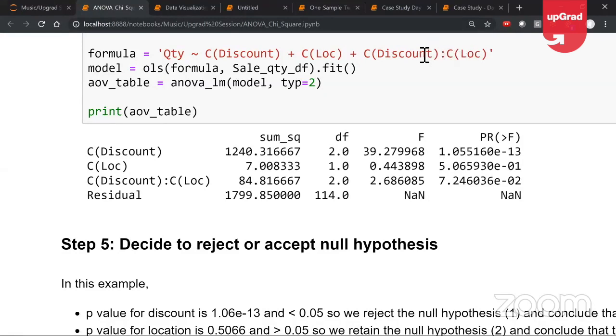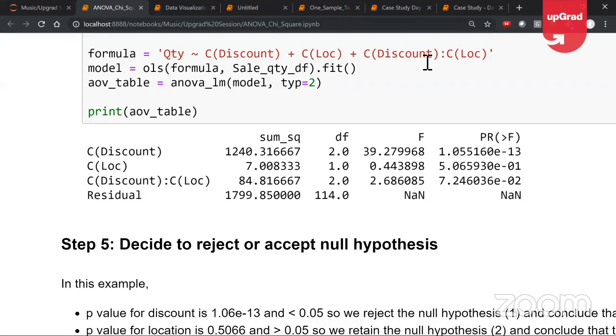This is called an interaction term, right? So discount, location, interaction term. And this is what I was talking about. It's a little advanced part. Interaction means discount and location are themselves related. The features are themselves related. Okay. So it's called an interaction term.